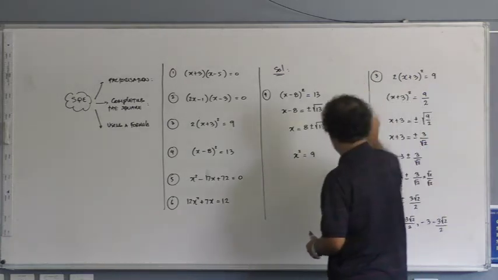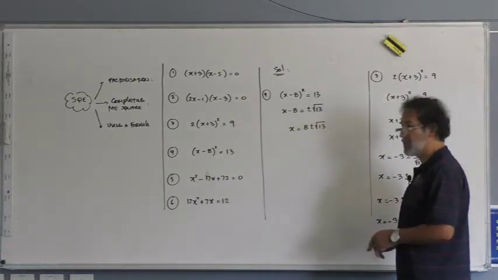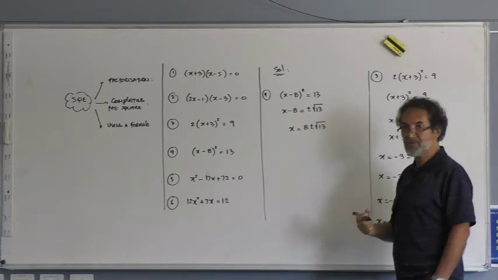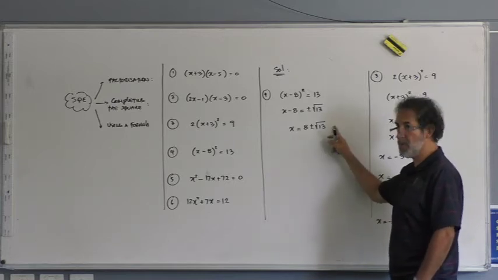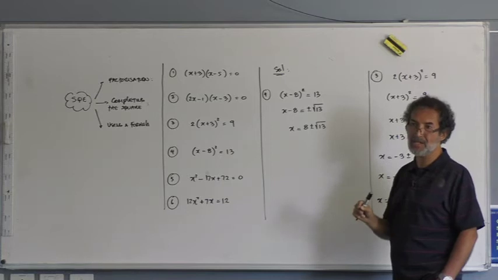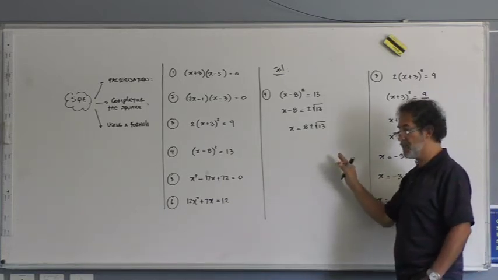So the answer here, you can stop here if the question says express the answer in surd form or find the exact solution, because sometimes they say find the exact solution, then you stop here. But again, if the question asks you to express the answer correct to 1 or 2 decimal places, then you do so, all right? Okay.